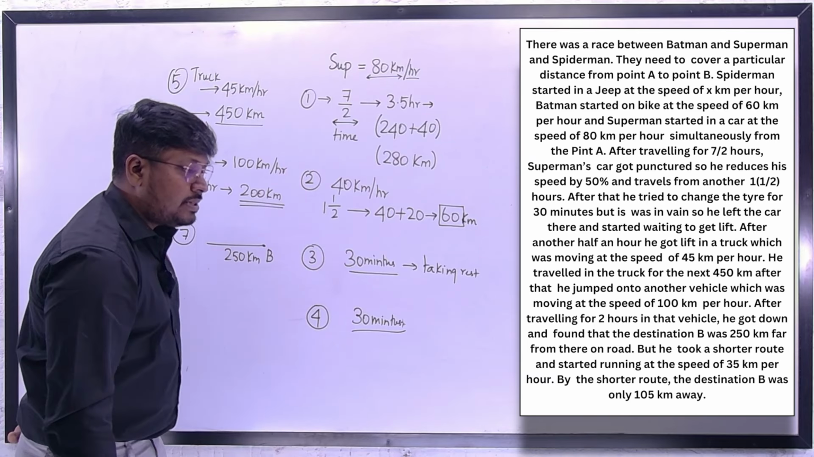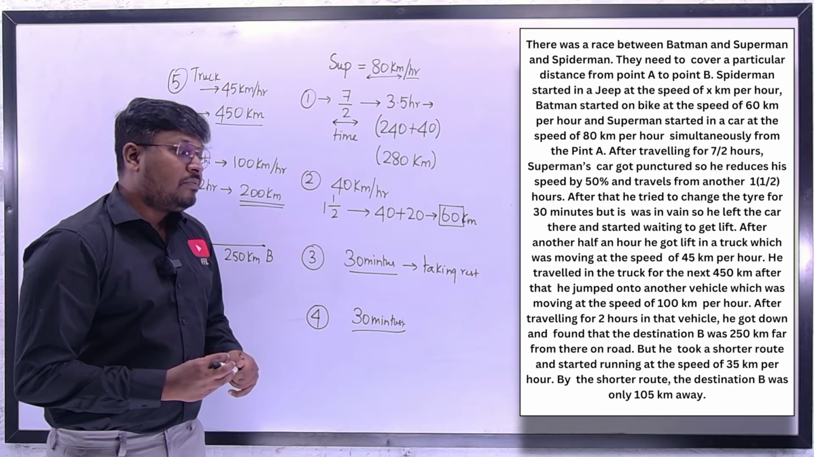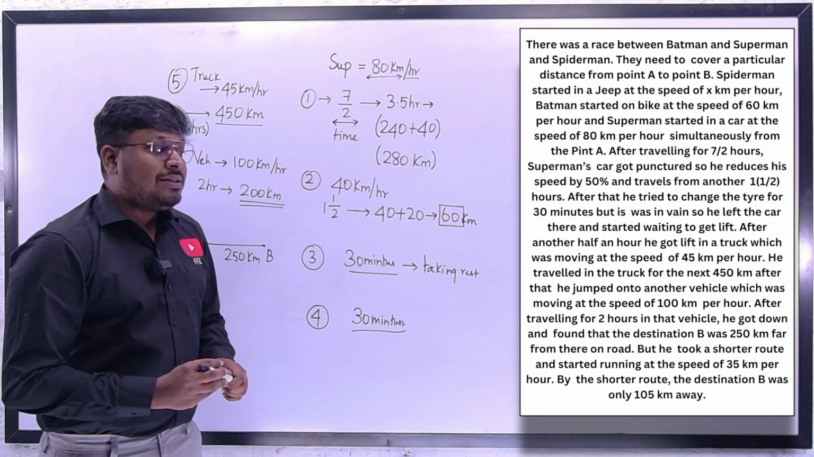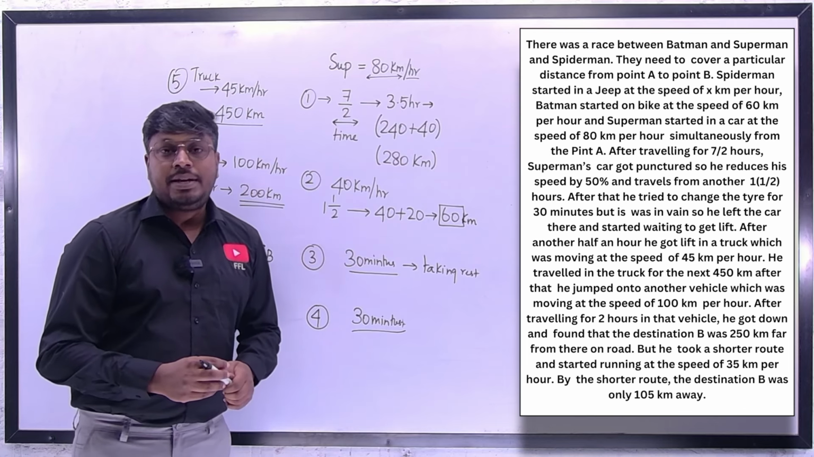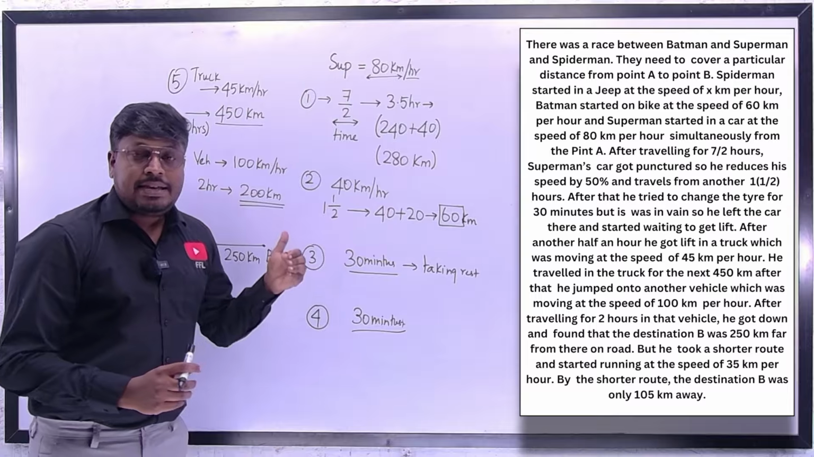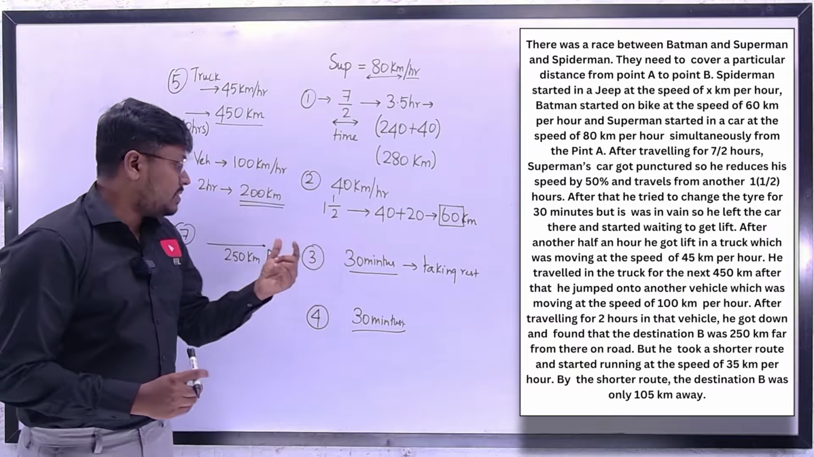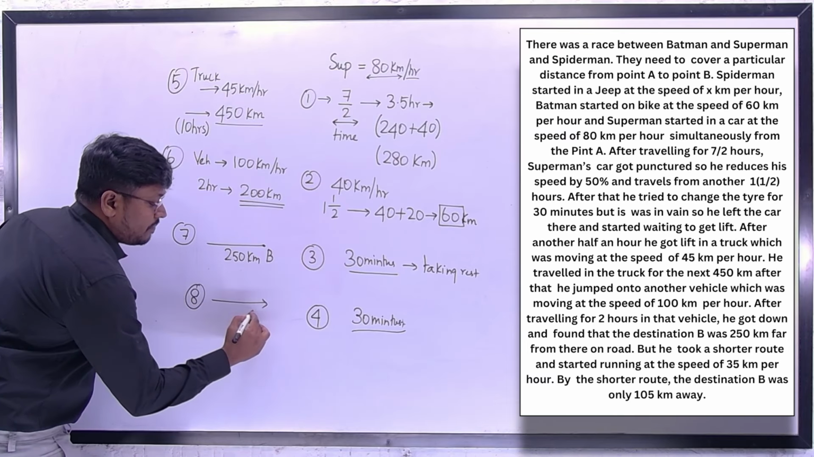So still one point is remaining, but he took a shortest route and was running at a speed of 35 kilometers per hour, where the destination B was only 105 kilometers. So what he is doing is, from this point he is taking a shortest distance and covering the shortest distance. Instead of 250 kilometers, he is just covering only 105 kilometers.